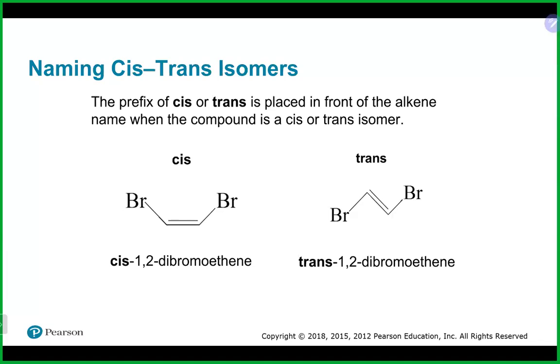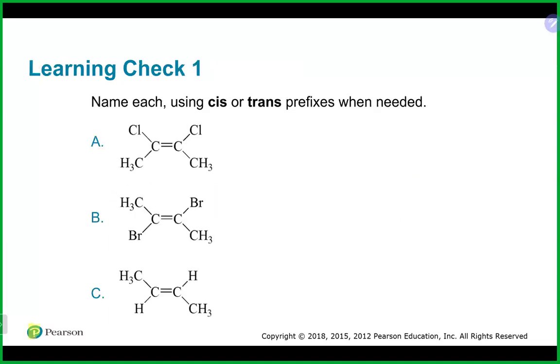All right. So here we got to name some. And like I said, we'll just put basically cis or trans. We would name everything else like normal here. This is line structure. And you can see both of the bromines where our double bond would be is up. So that is cis. This would be our double bond here. One above the double bond, one below the double bond, and that would be our trans isomer in this case.